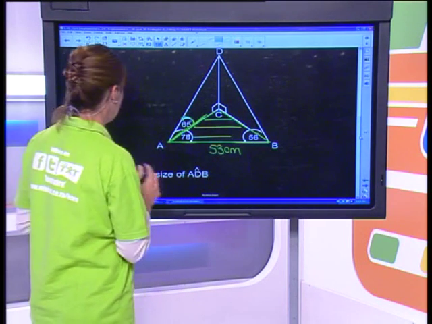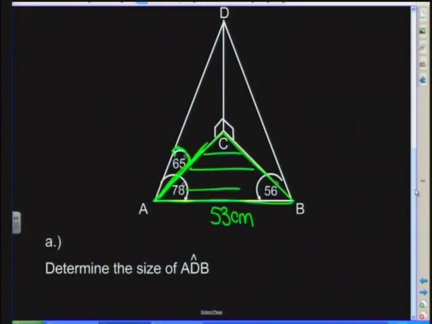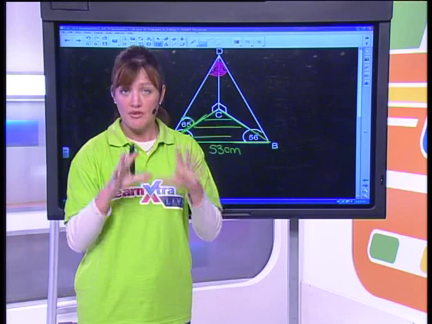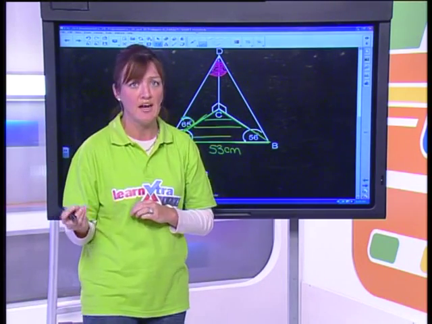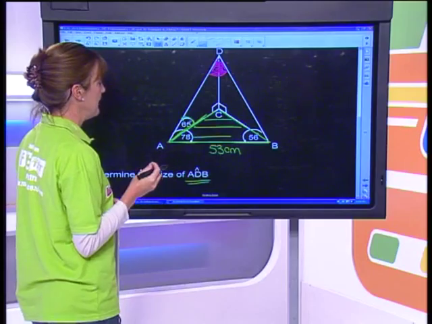Then we go on to read what they're actually asking of us. Determine the size of ADB. Where's ADB? ADB is looking for that whole angle over there. Okay, so before we dive into it, let's take a very careful look. Let's look through all the information that we've got. Let's see if we can determine without too much working out what is the size of angle ADB.